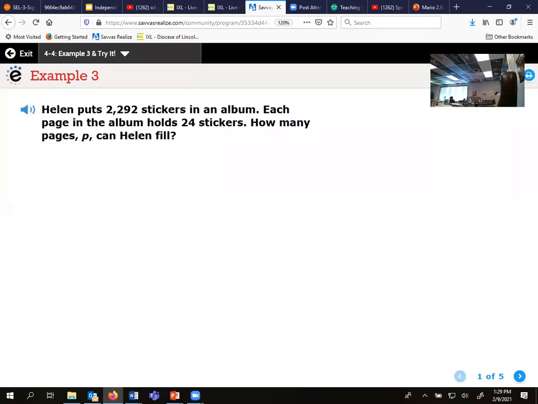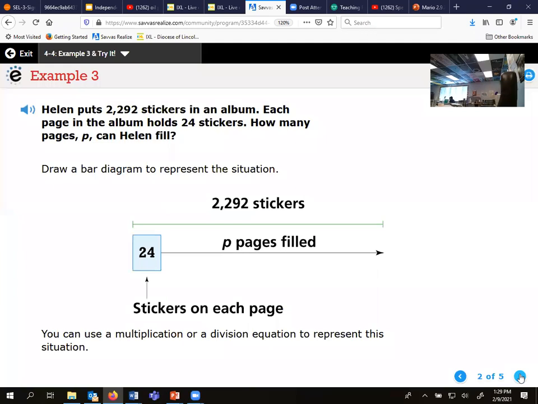There we go. Helen puts 2,292 stickers in an album. Each page in the album holds 24 stickers. How many pages P can Helen fill? Okay, each page is going to hold 24 stickers. So I can represent that as 24 times P. Okay, 24 times P number of pages is going to equal 2,292.